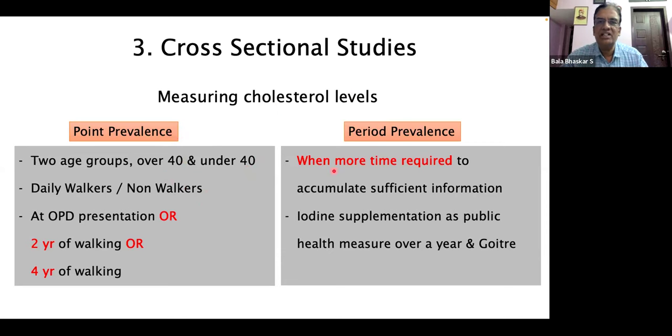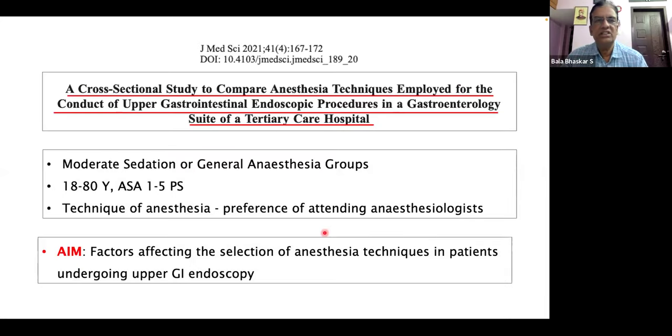But there are some situations where we need more time to accumulate sufficient information. For example, you supplement iodine as a public health measure over a year and look for the incidence of goiter. So it becomes a period prevalence. Okay, this is what is meant by point and period prevalence. But anyway, it's not too important for people to understand. What is important is to know the background in terms of the research methodology and its importance.